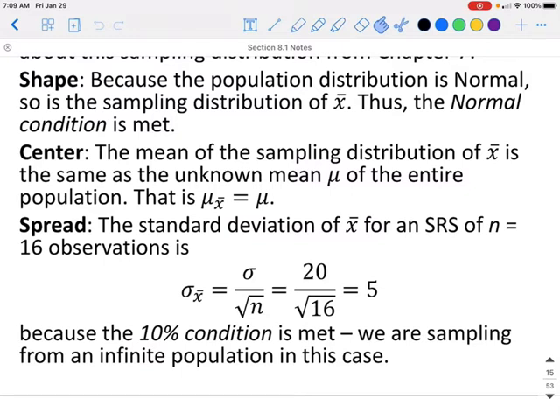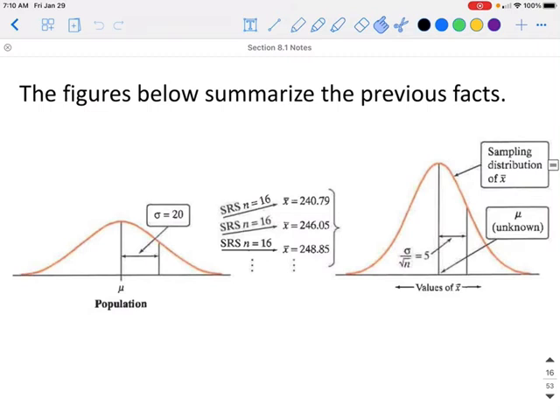To find our standard deviation, you're just going to do the standard deviation of the population divided by the square root of the number of samples, or in this case, 20 divided by the square root of 16, which will give us 5. Because the 10% condition is met, we actually can find that standard deviation. Remember, your sample size must be less than 10% of the entire population.